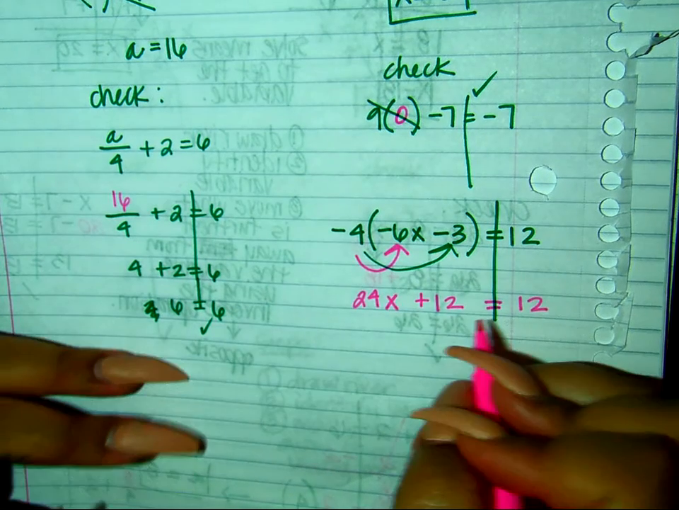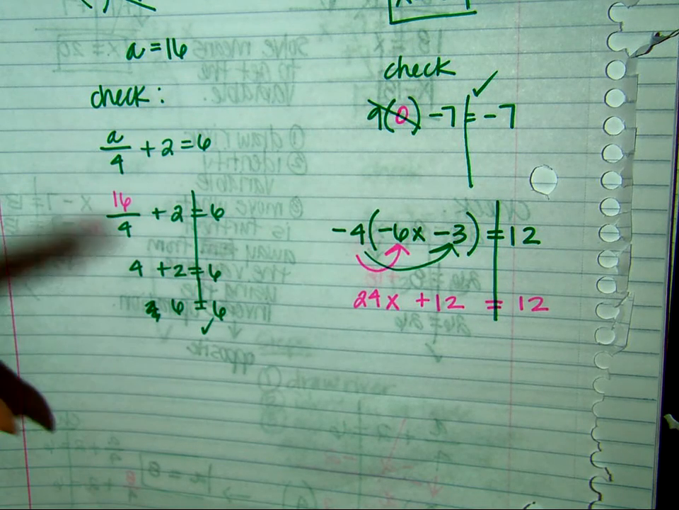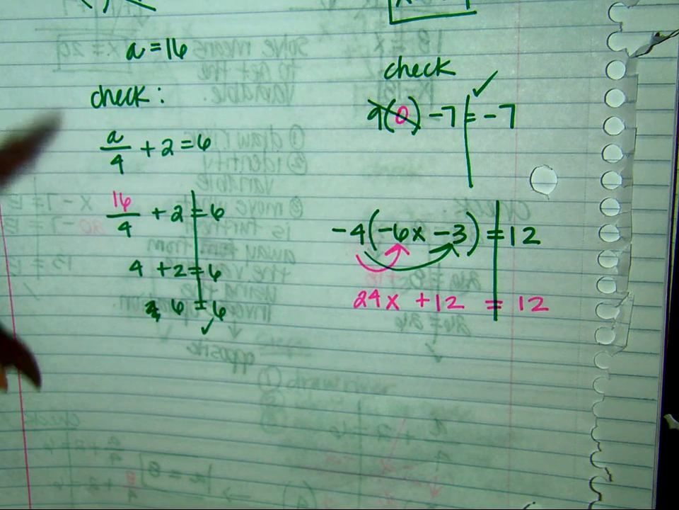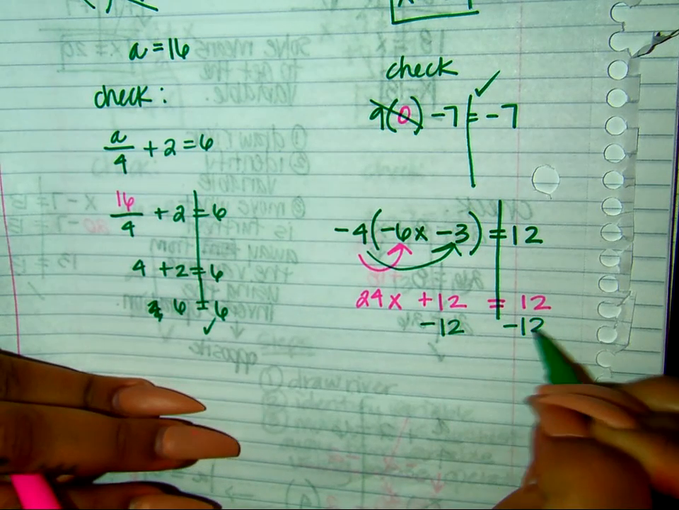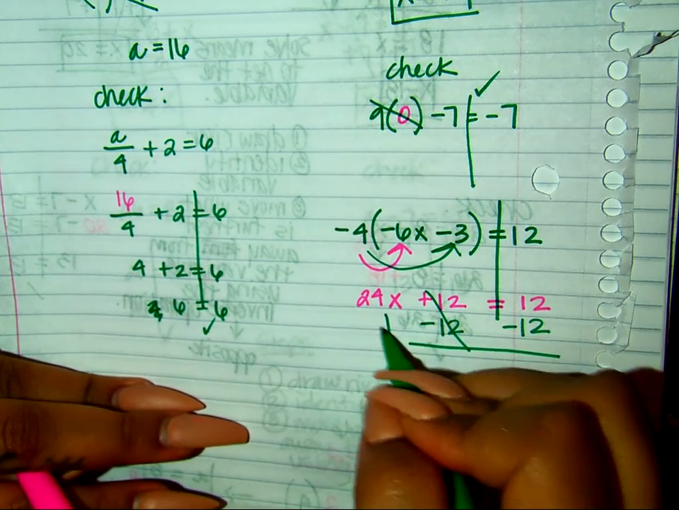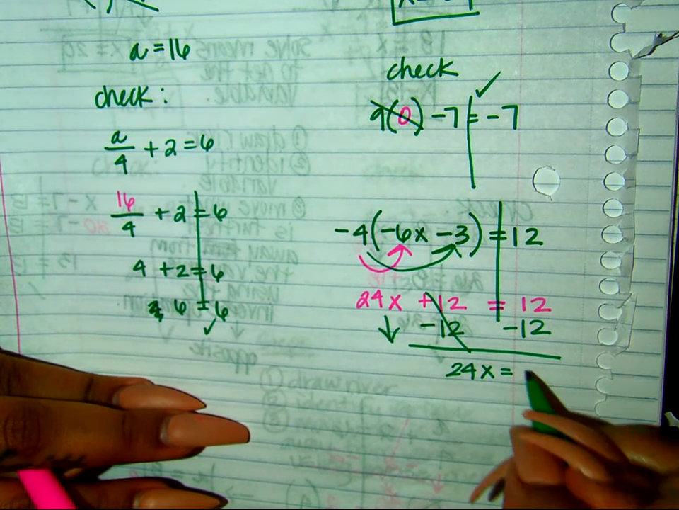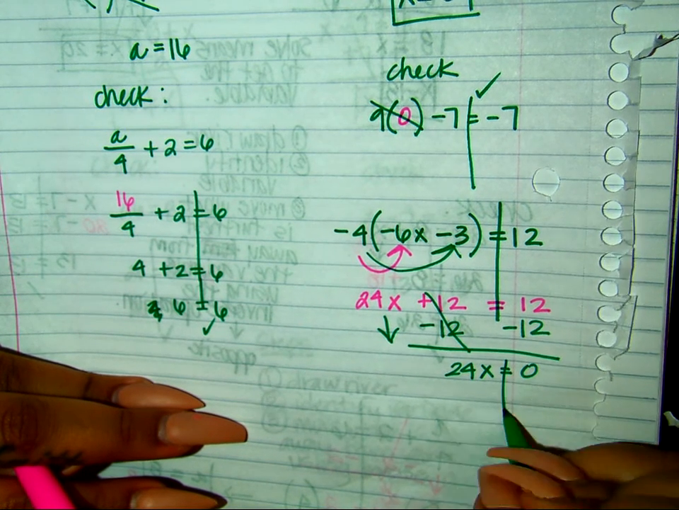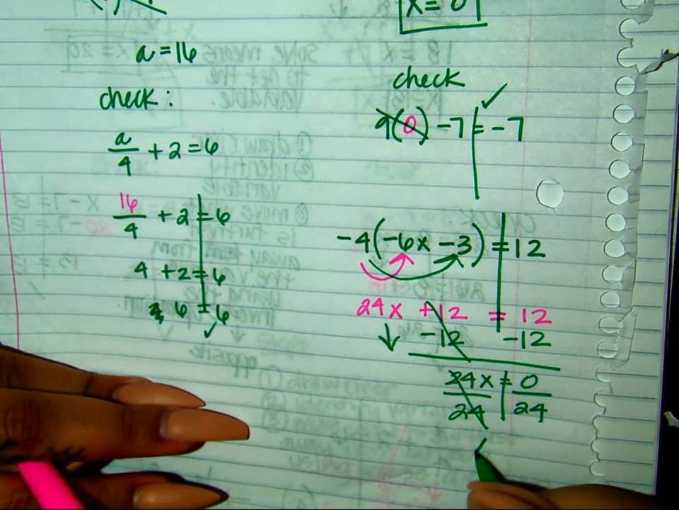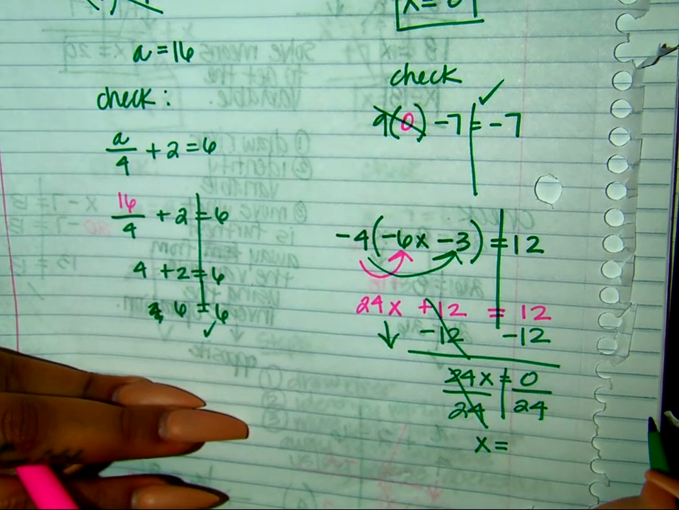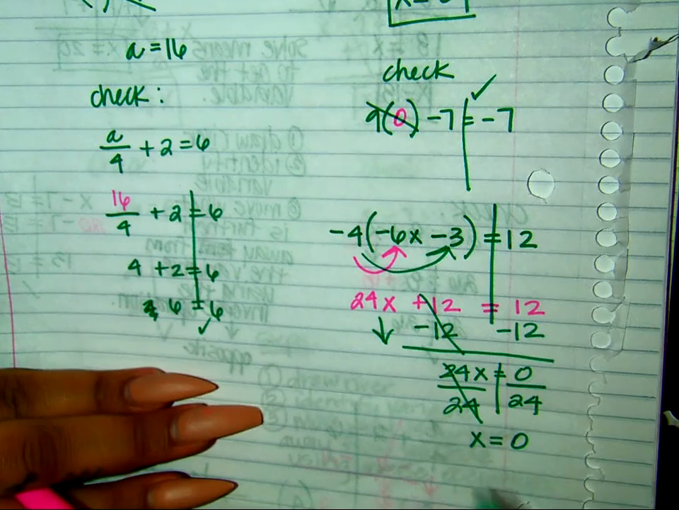And now we are going to go through the same thing that we would have gone through before by moving what is furthest away from the variable, which is 12, and it's a positive 12, so I'm going to subtract 12 and bring down 24x equals 12 minus 12 is 0. I'm going to now divide both sides by 24. And remember, when 0 is divided by a number, it's still going to be 0. So 0 divided by 24 is 0.